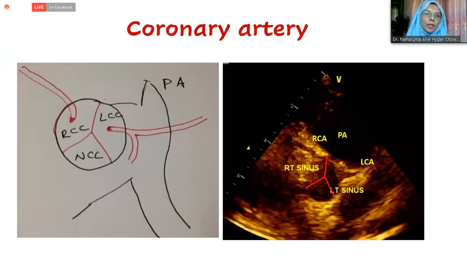So before going to my presentation, I just want to show the normal anatomy of the coronary artery. This is the left sinus, this is the right sinus, and from the left sinus, the left coronary divides into LCX and LAD, crossing over the main pulmonary artery, and the right coronary artery arises from the right sinus. How it looks in the echo: from the left sinus, this is the left coronary and this is the right coronary artery.